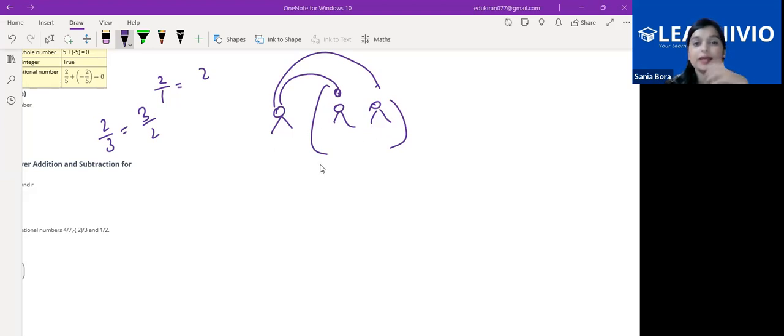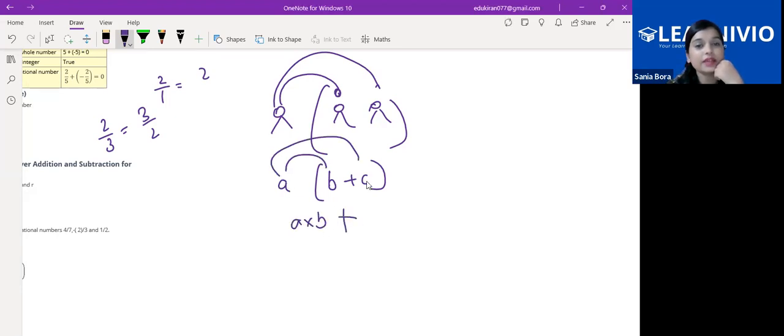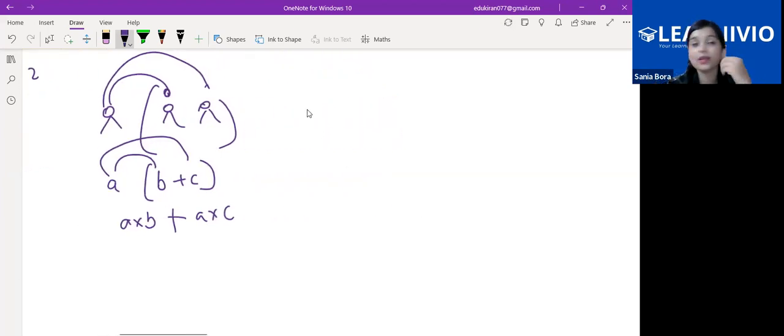Got it? So let's see, for example, A and inside it is B plus C. This A would first greet this one. So A multiplied by B, and then plus A multiplied by C. Fine? This is called the distributive property. You are distributing yourself.